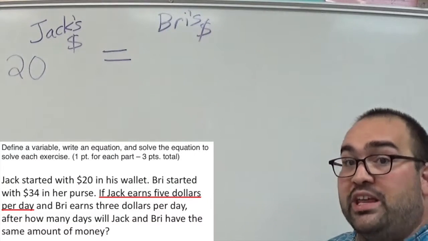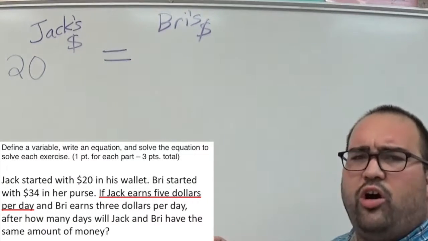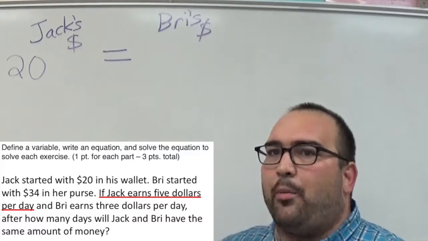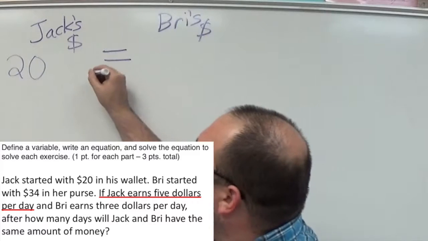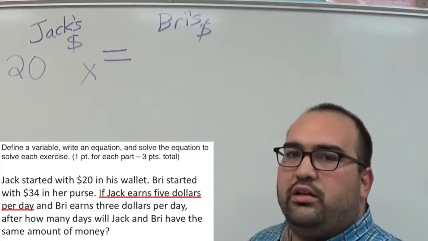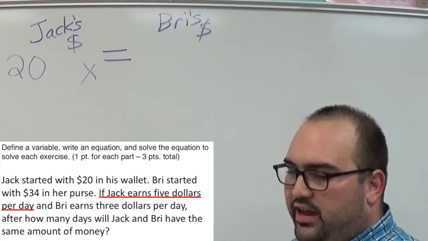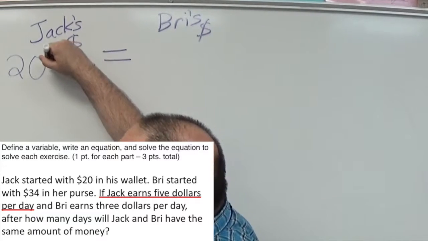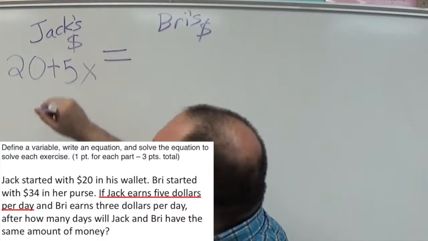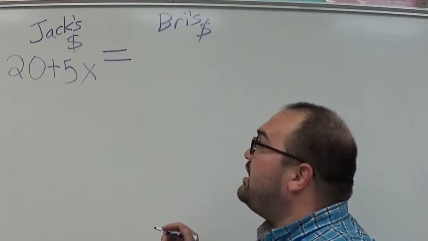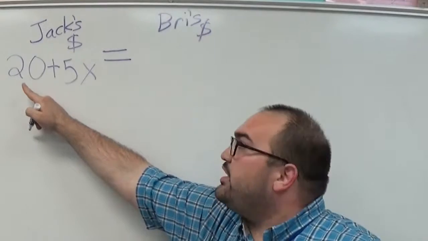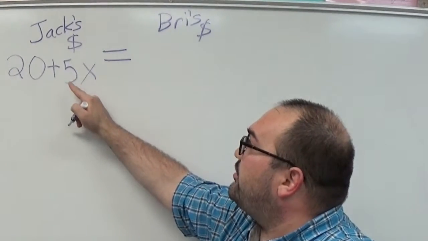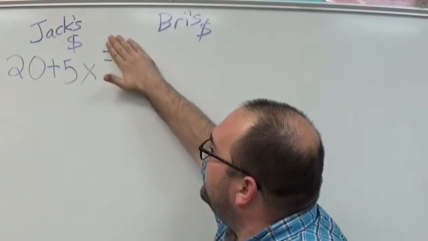Now, he earns more money every day. We're going to call our variable here x. X is our unknown. We don't know how many days it's going to take. Now, how much money does Jack earn every day? He earns $5 more per day. So this is 20 plus 5x, which means he starts with $20, and then for every day x that passes, he gets $5 more. Now I'm going to move this equal sign down.